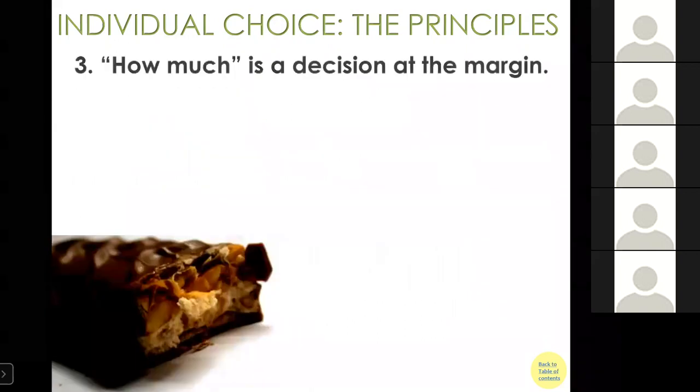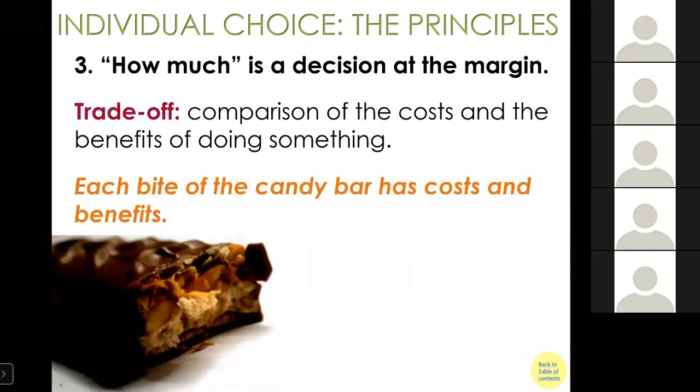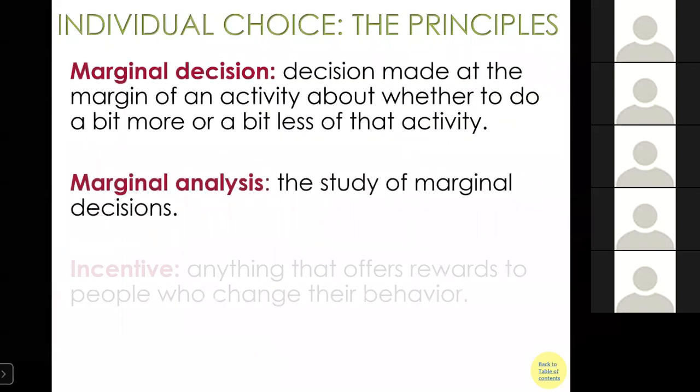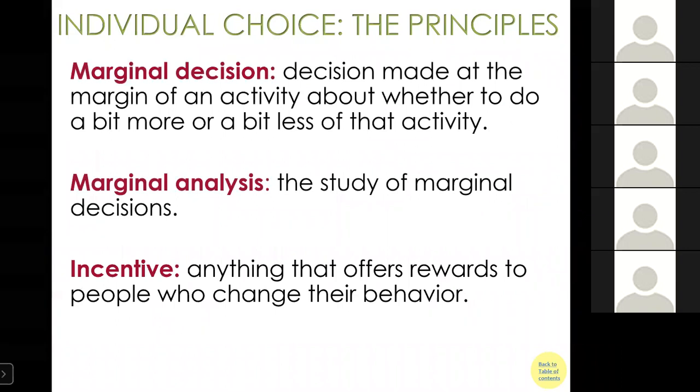Now, third, how much is a decision at the margin? Margin is how we understand economic decisions. At the margin, we do trade-off analysis. We trade off the cost and the benefit, and then decide whether we should do one more or not. Here we have a list of concepts related to margin, including marginal decision and marginal analysis.